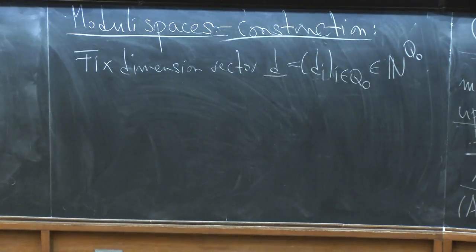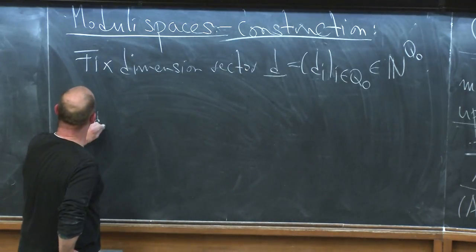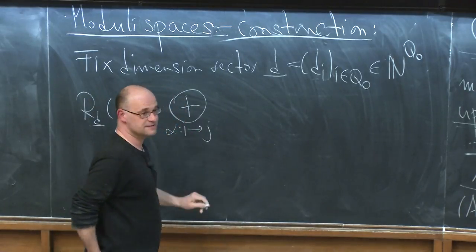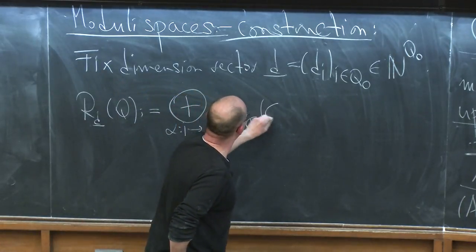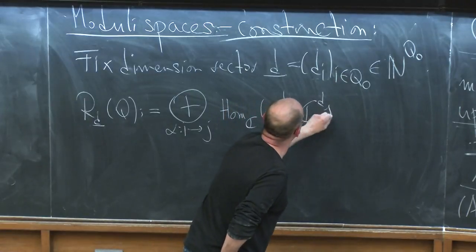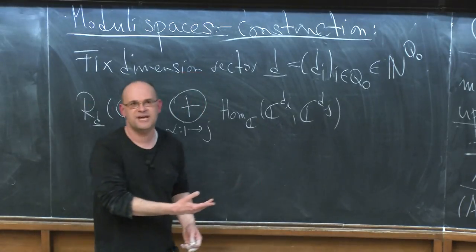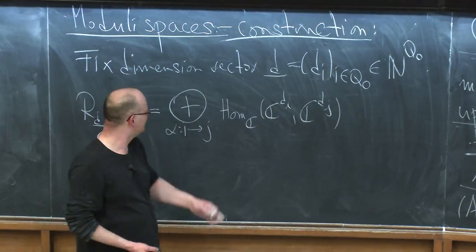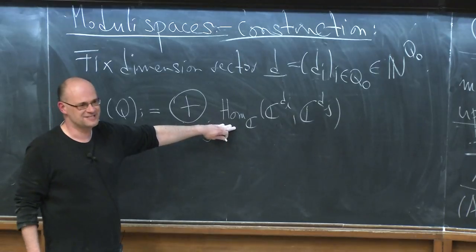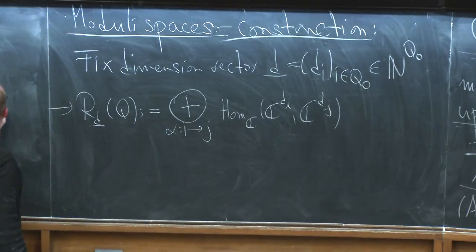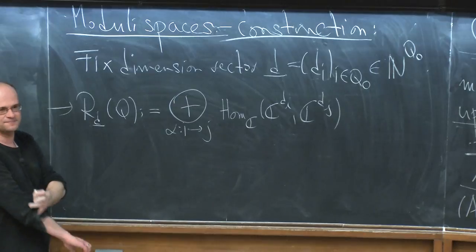Let's take all these linear maps, all possible choices of such tuples of linear maps, into one big space. And this is the following space, Rd of Q. So we take a direct sum over all arrows, and for each arrow, we consider the set of C linear maps from a di dimensional space to a dj dimensional space. Or if you want, just the set of dj cross di matrices over the complex numbers. So that's the space of all possibilities. Yeah? Every point in this space is a quiver representation. So a point here corresponds to a representation of Q with these given dimensions.